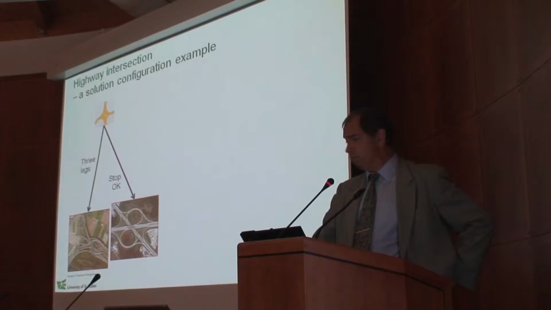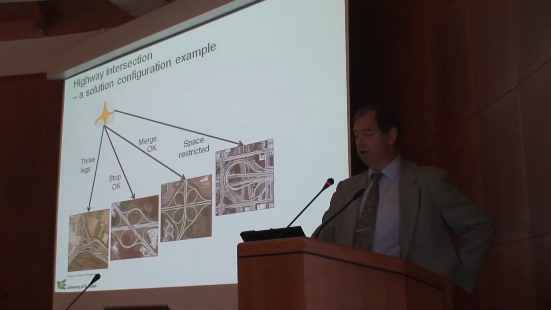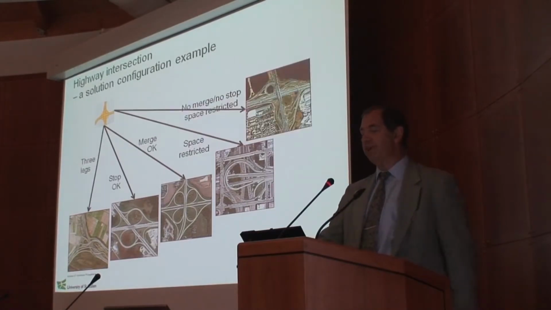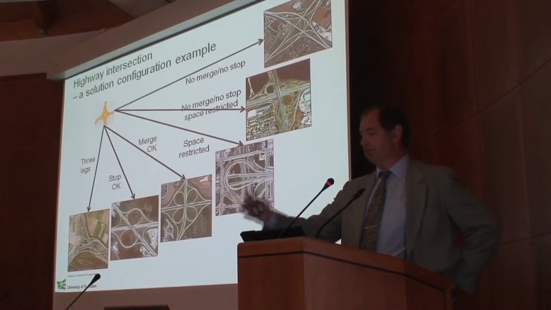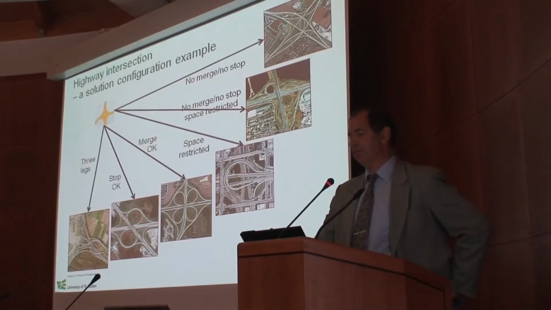Or if stops are allowed, it looks this way. Or if merges are allowed, it looks that way. Or if we have less space, it looks that way. Or if we have no merges and no stops and in tight space, it looks that way. Or it looks the usual three-level divide way that we see in many intersections.